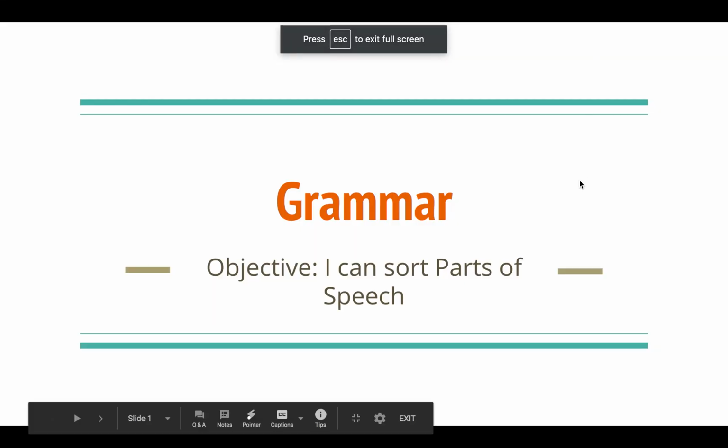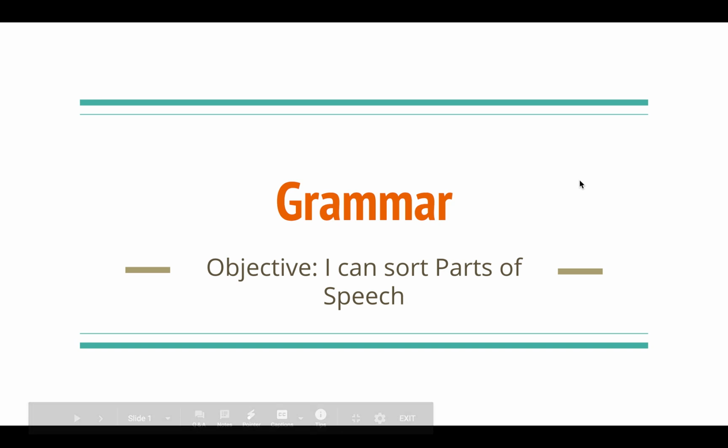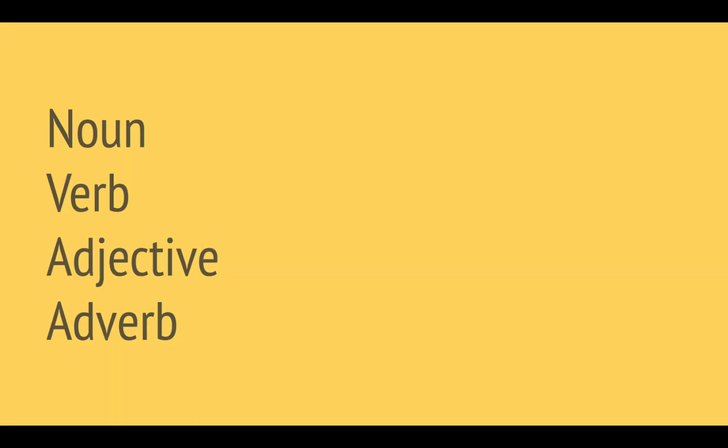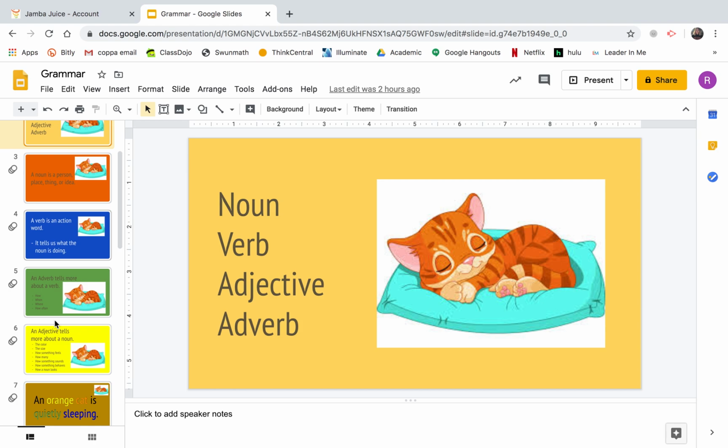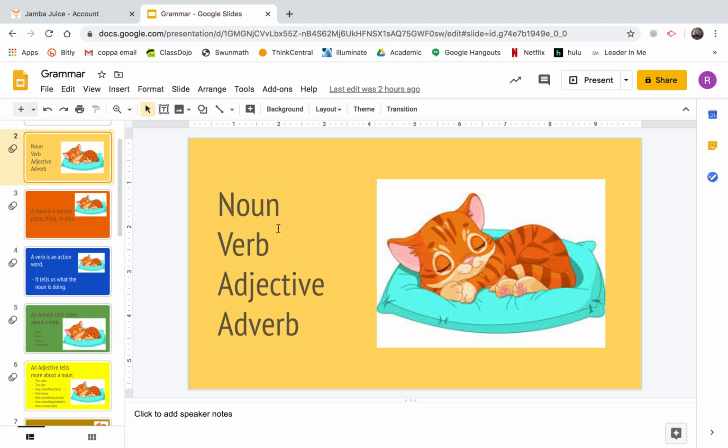Alrighty, so this was our grammar objective for Monday. I can sort parts of speech. So we talked about nouns, verbs, adjectives, and adverbs, and then we briefly went over the definition for each. Today we are not going to focus on all four of those. We're not going to focus on nouns and verbs specifically, although it does involve all four.